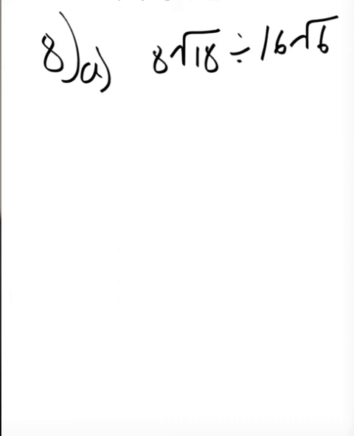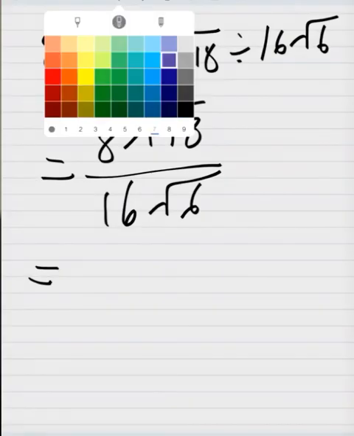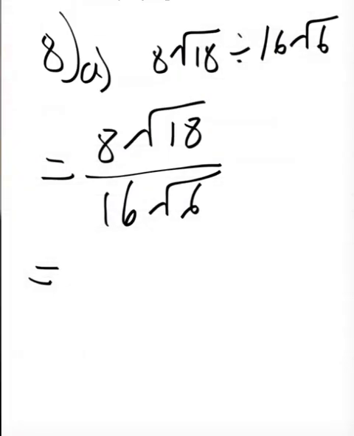Okay, so 8a, once again we are dividing. I am going to put it in fraction form because that's how I like doing it, and you can't really make a mistake. Okay, so working with my outside values, I've got 8 and 16. The highest factor of 8 and 16 I can think of is 8. So if I divide 8 by 8, it's 1. 16 divided by 8 is 2.